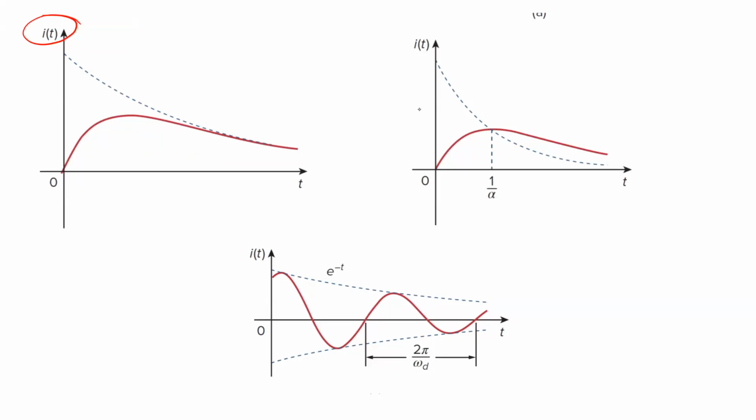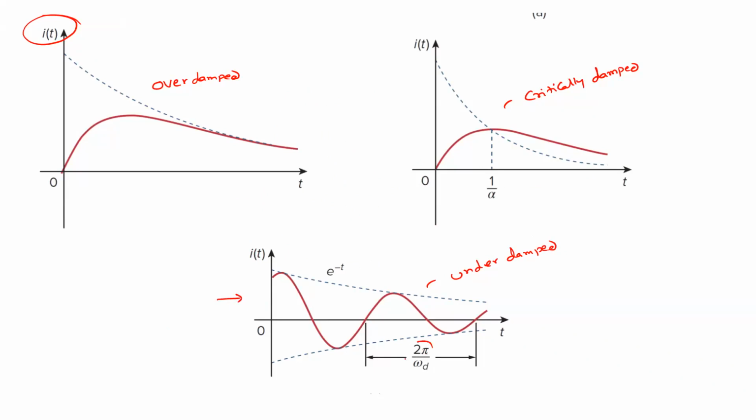We have three kinds of responses. This one is related to overdamped; this is the damped response, the shape of the current. This is critically damped, and this is underdamped. For the underdamped case, the response is oscillatory, which means it is varying with some frequency.